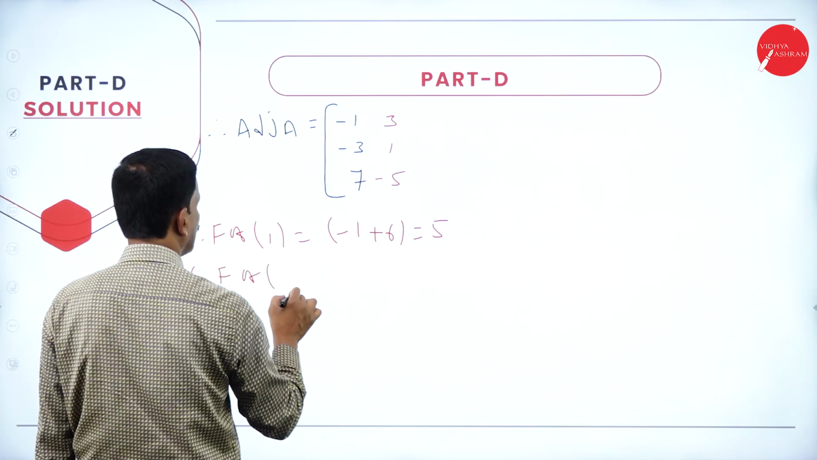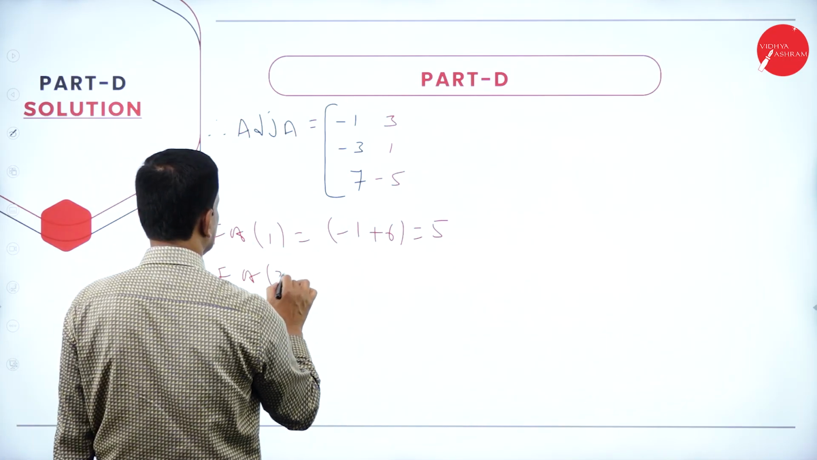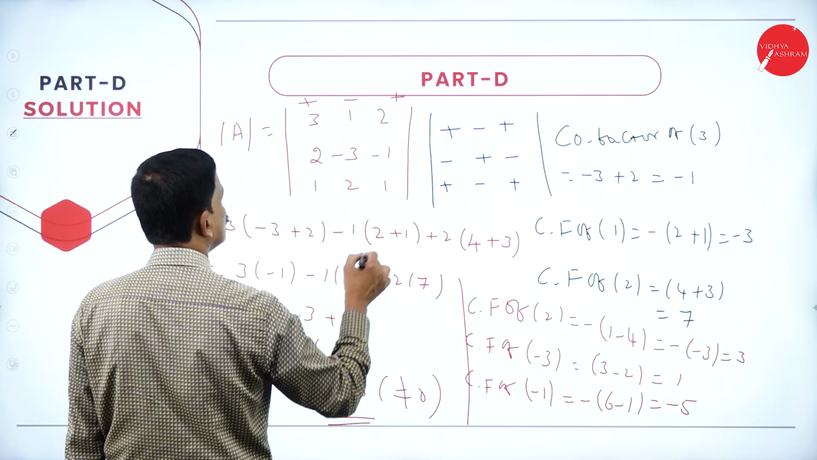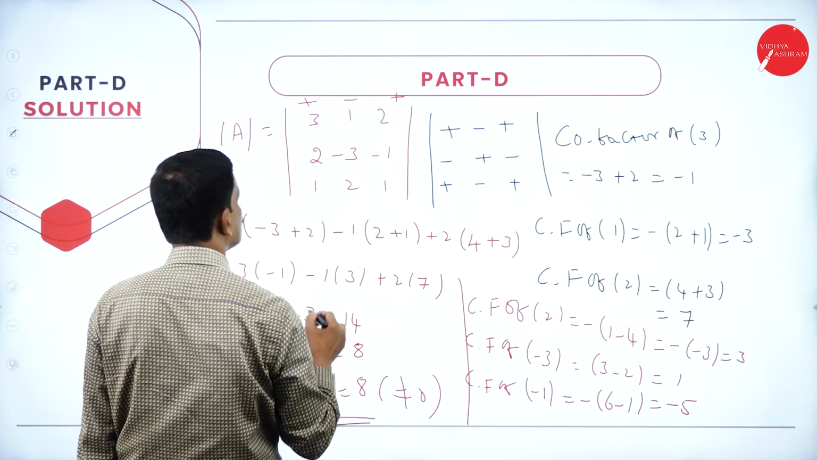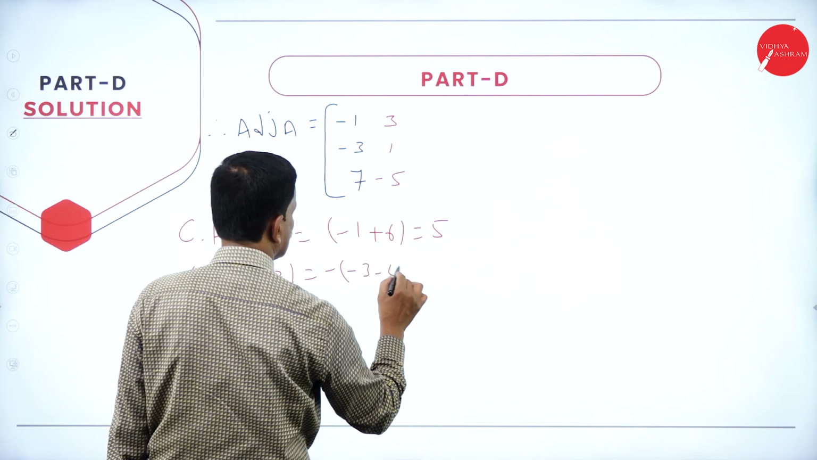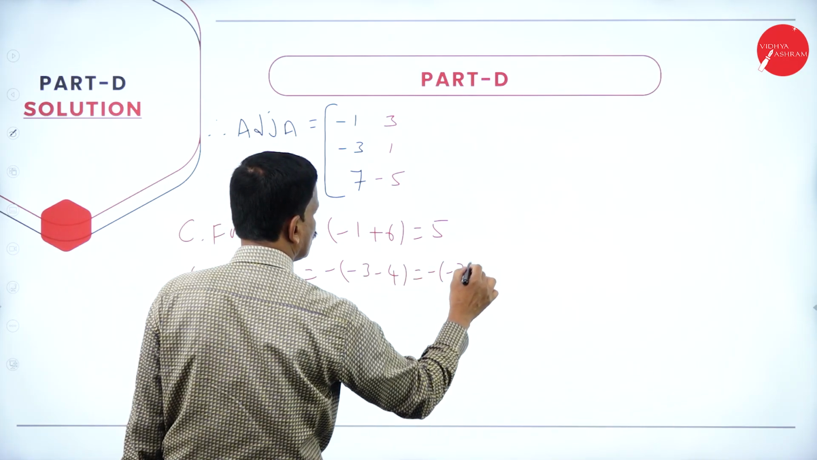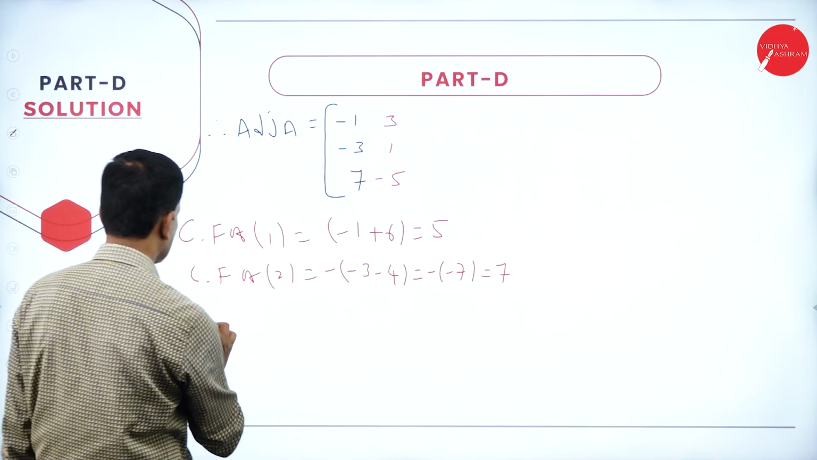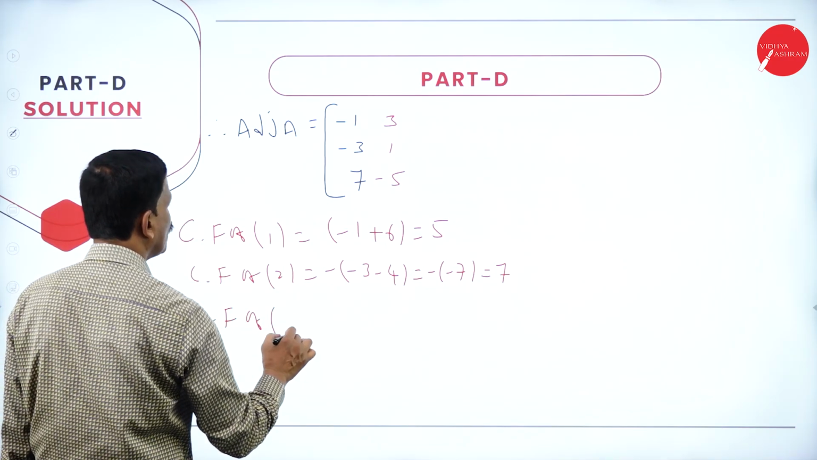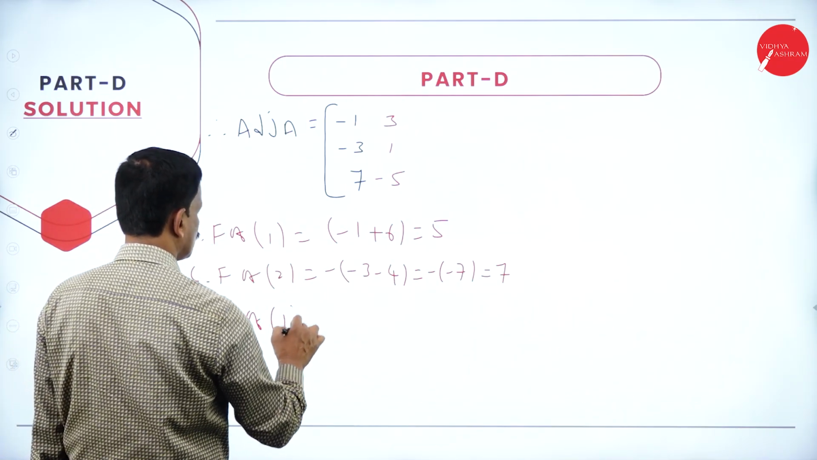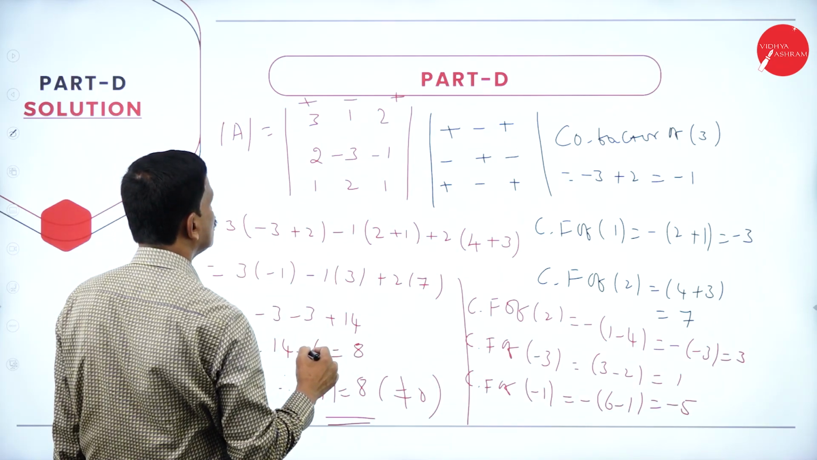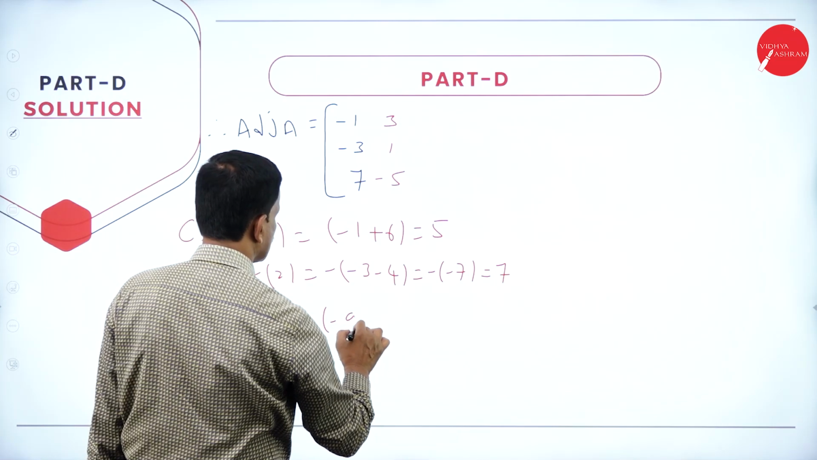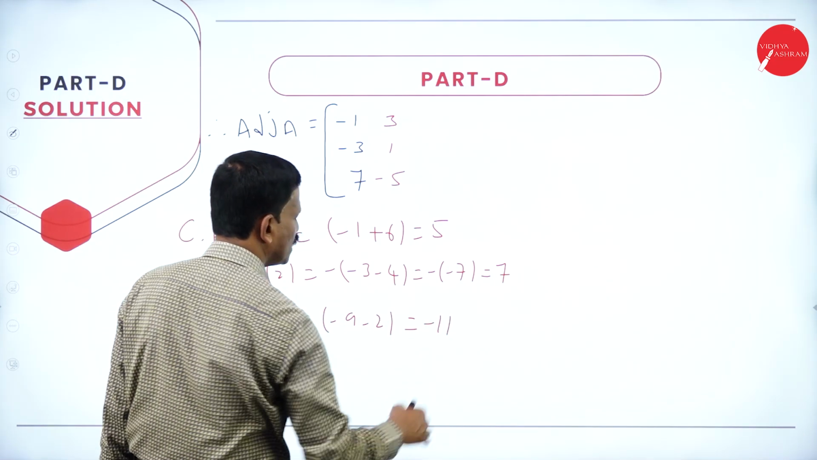Similarly, the cofactor of the next element, 2. The sign is negative. This row and column is gone. 1 3s are 3 minus 2 2s are 4. Minus 3 minus 4, minus of minus 7, that's equal to plus 7. And the last element, cofactor of 1 is equal to, it is positive, this row and column is gone, 3 3s are 9, minus 9 minus 2, that's equal to minus 11.